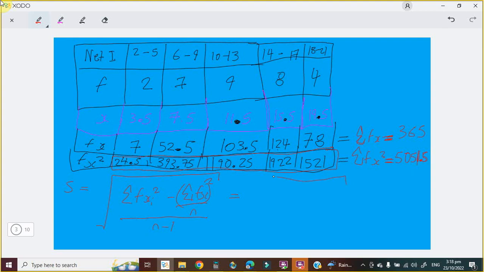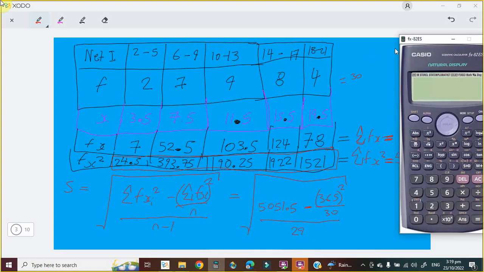Now we can work out the standard deviation. The standard deviation is the square root of, we already found the sum of fx squared, that is 5,051.5, minus the sum of fx, which is 365, squared, then divide it by n. N, remember, we said n was 30. The sum of f is n. And so n minus 1 is 29. This is all we need to work out.